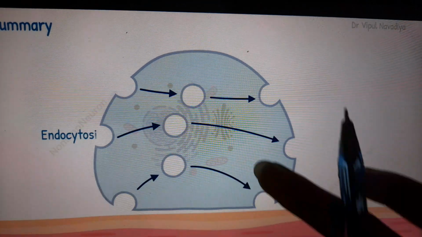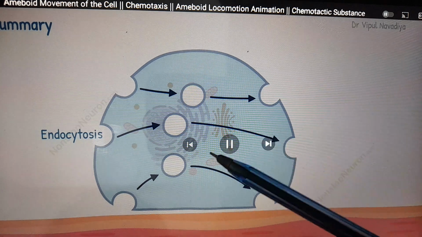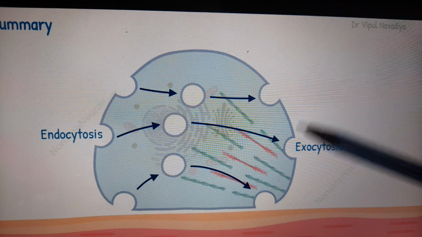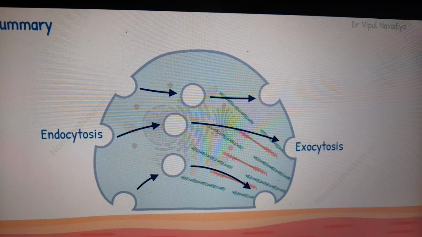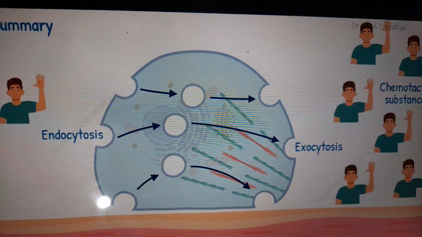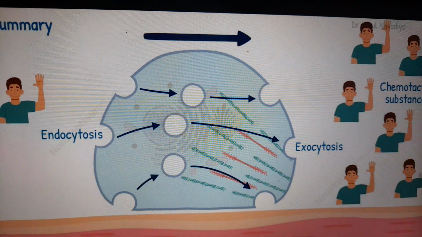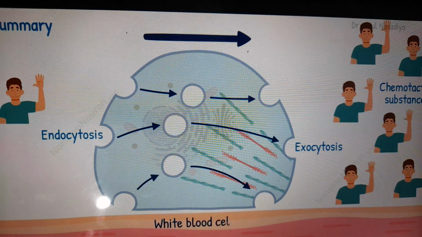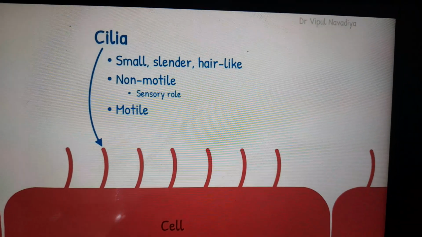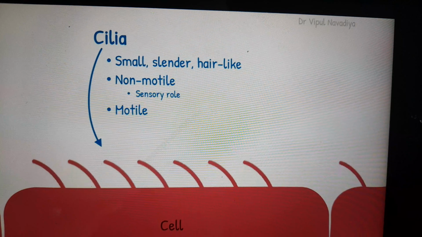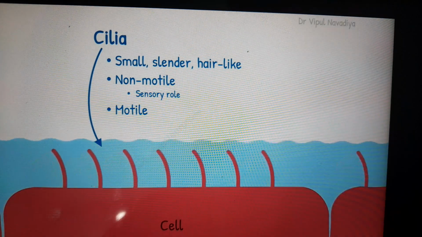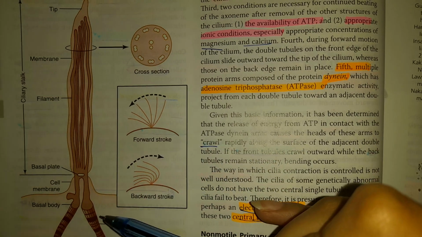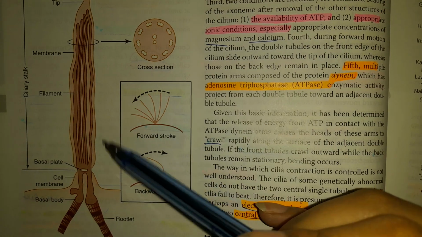Let's look at a brief summary. So we have this endocytosis process, exocytosis, and pseudopodium formation by the motion of actin and myosin filaments due to the chemotactic substances, in the direction of the chemotactic substances, that is positive chemotaxis. So this is how the cilia are going to move. Now why did I show you the cilia? Because we are going to discuss the ciliary motion, the mechanism of ciliary motion.